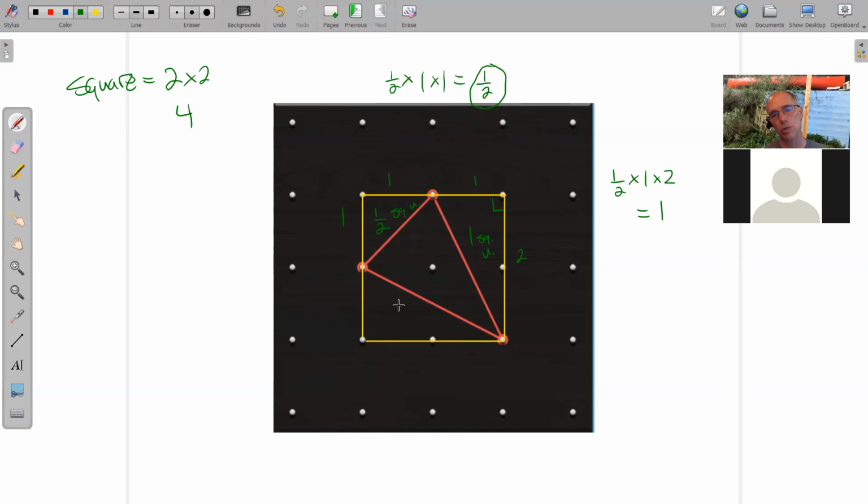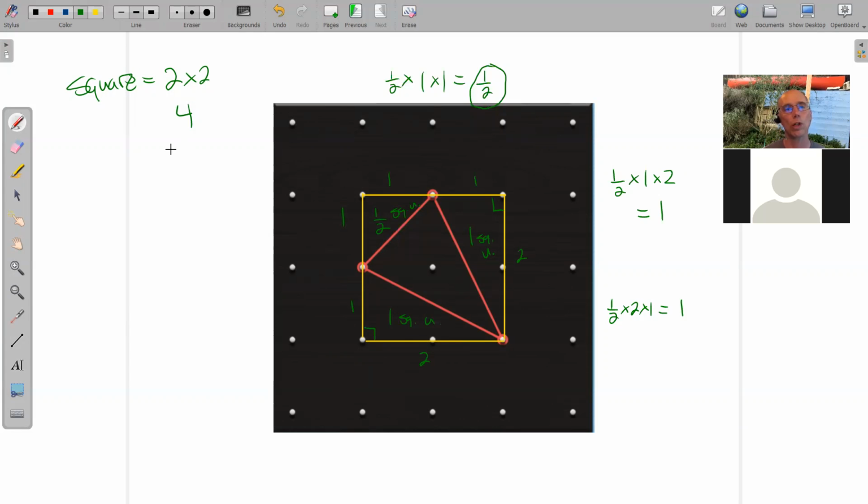And then lastly, this one down here, I could say it has a base of 2 and perpendicular height of 1. And so pretty similar to what I just did, 1/2 of 2 times 1. Half of 2 is 1 times 1 is 1. It also has an area of 1 square unit.